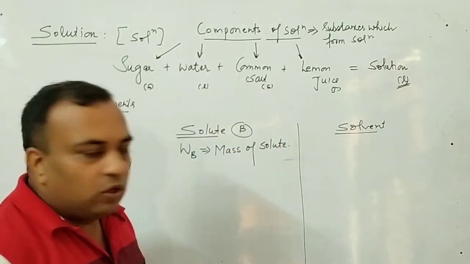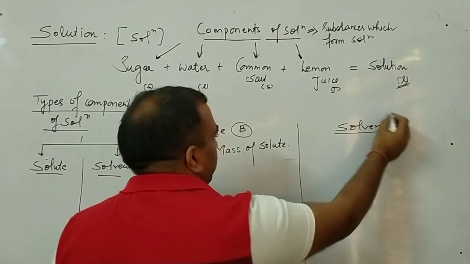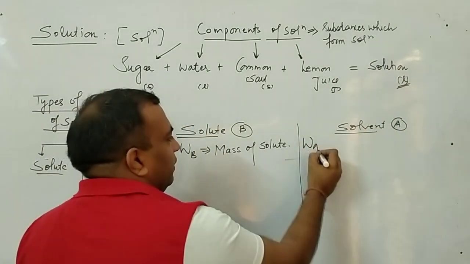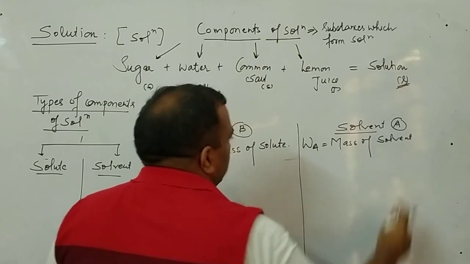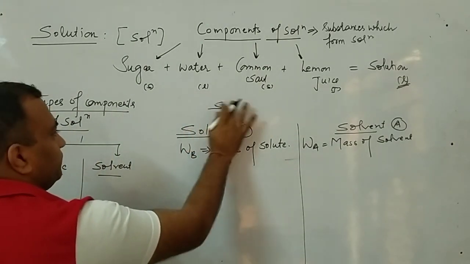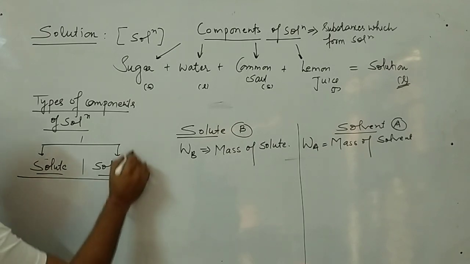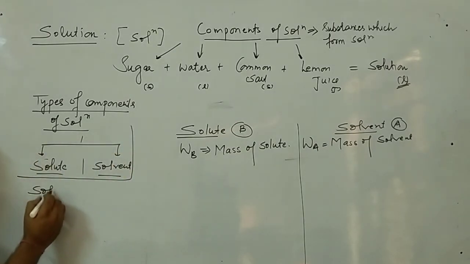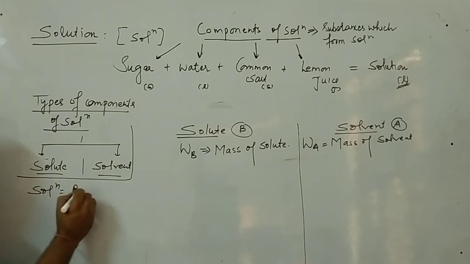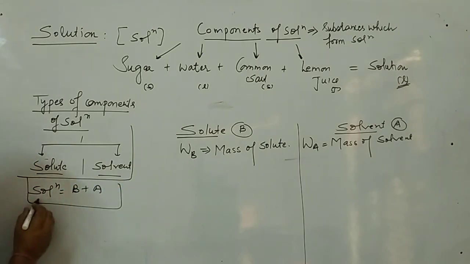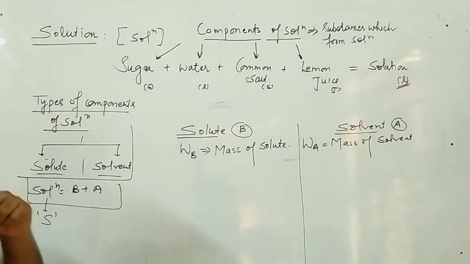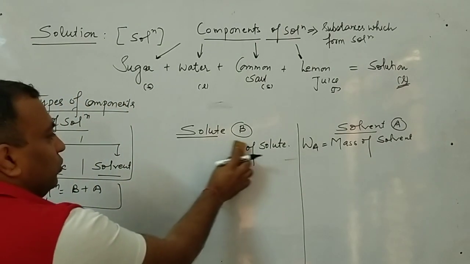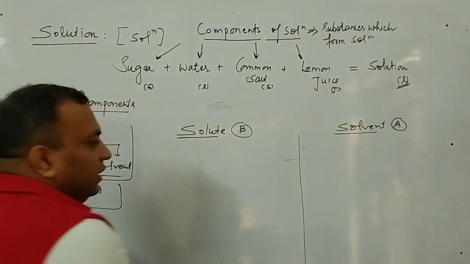Similarly, if I go to the solvent part, this is symbolized by capital A. If I write WA, it means mass of solvent. And you know that solute and solvent, that is B plus A, they will combine to form solution. Solution is symbolized by capital S, and if no symbol is given, it means again the data belongs to solution. So first of all, the symbols are clear to all of you. Solute is symbolized by B, solvent is symbolized by A.